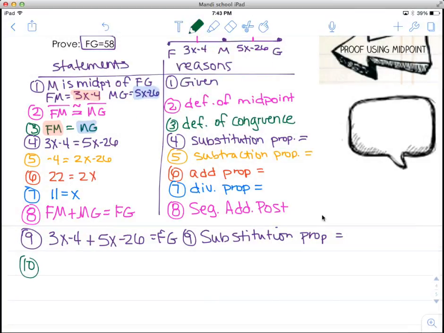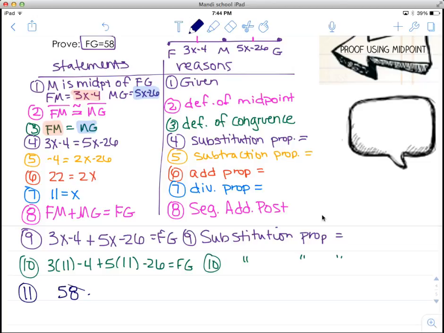So step number 10, x is 11. So 3 times 11 minus 4 plus 5 times 11 minus 26 equals FG. That is also the substitution property of equality. Now, if you add that all up, you get that FG equals 58, which I think is what they wanted us to prove. FG is 58 right there, so we're good.